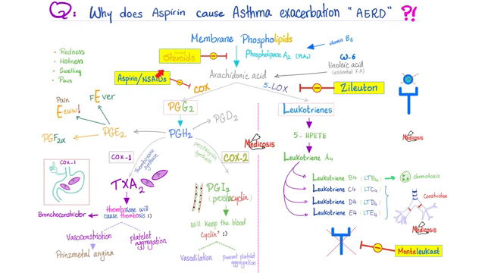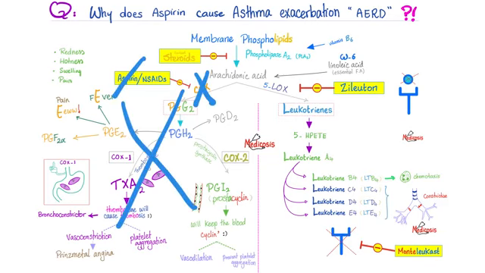Next, why does aspirin cause asthma exacerbation, otherwise known as aspirin exacerbated respiratory disease? Well, if you understand pharmacology, there will be no mystery as to why. Aspirin does what? Aspirin inhibits cyclooxygenase. And when you inhibit cyclooxygenase, you're not going to make prostaglandins. Therefore, all of the arachidonic acid will have only one pathway left. So all of the arachidonic acid will be diverted to the leukotriene pathway, to the lipoxygenase pathway.